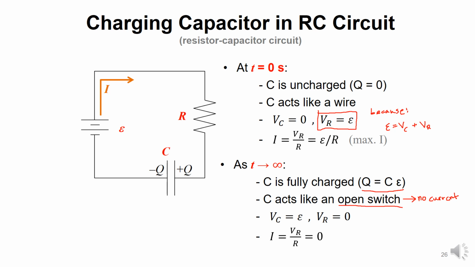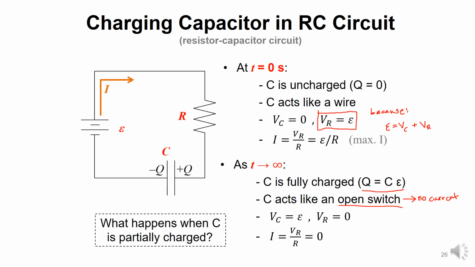So the current starts off at some maximum value at time 0, and at time infinity it drops down to 0, and in the process the capacitor starts at 0 voltage and builds up to maximum voltage, the battery voltage, and the resistor does the opposite. It starts at maximum voltage E and then goes down to 0. So this tells us what happens when the capacitor is uncharged at time 0 and fully charged at time infinity. So what happens in between when the capacitor is partially charged? How do we calculate the current, the voltage, and so on?